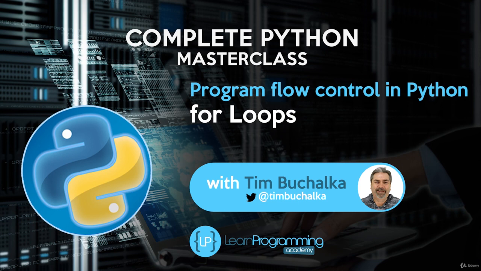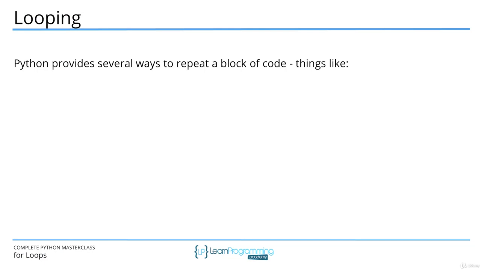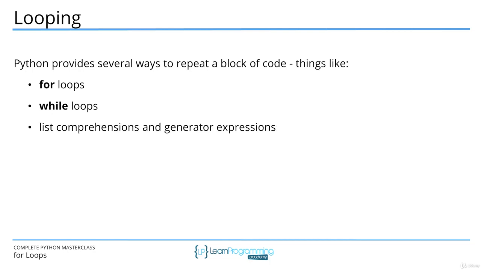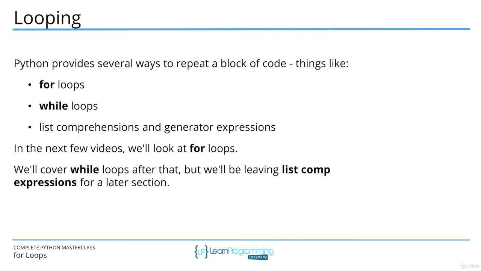One of the reasons that computers are so useful is that they can repeat an operation multiple times very quickly. That removes the need for a human to perform a repetitive task. Python provides several ways to repeat a block of code, things like for loops, while loops, and list comprehensions and generator expressions. In the next few videos, we'll look at for loops, we'll cover while loops after that, but we'll be leaving list comprehensions and generator expressions for a later section.